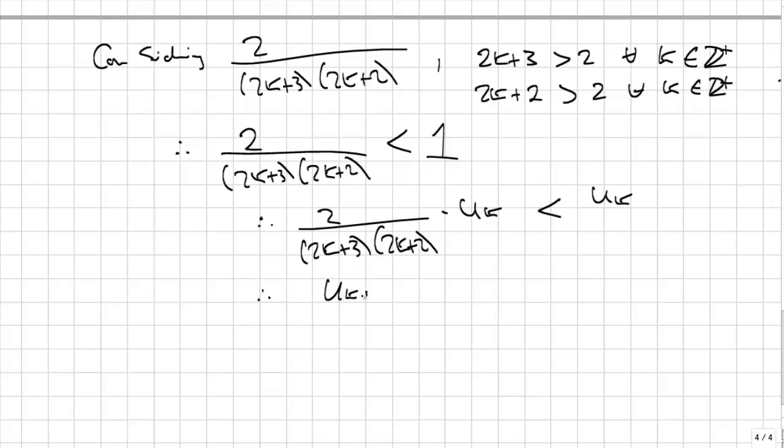I've now shown that uk plus 1 is indeed less than uk, and that essentially completes the alternating series test in this question. I'd probably just write a nice little sentence or two at the end to tidy up my arguments.